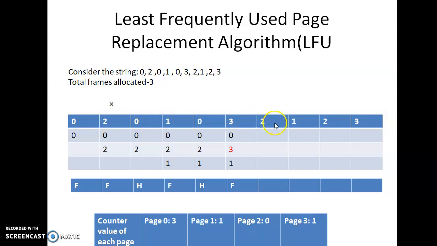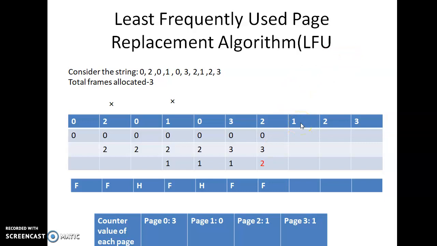So page 2 will be replacing the page 1 and the counter value of page 1 will be decremented to 0 because now it is no more referred, it is not present in the memory, and the counter value of 2 will be incremented by 1 because it is there in the memory and it is referred only once at present. Then the request comes for the first page.